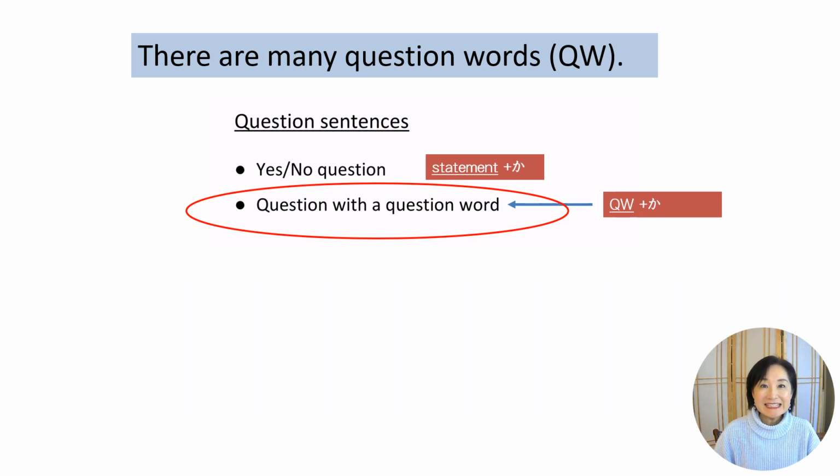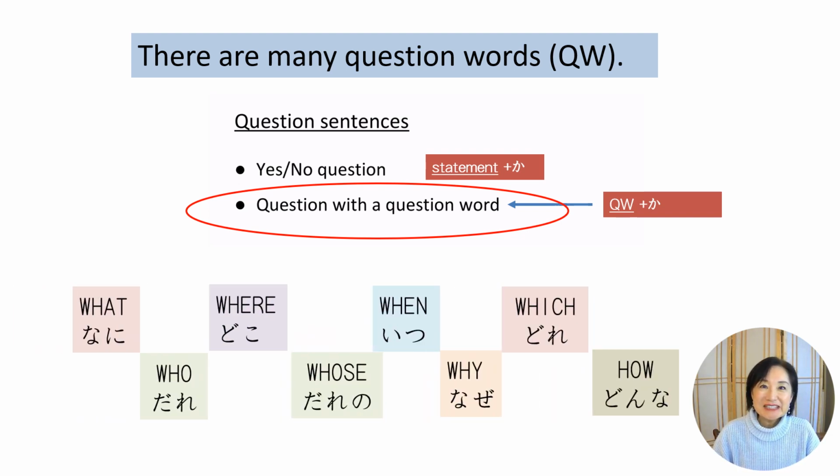And just like English, we have many question words in Japanese. Let me introduce them to you. Nani, what? Dare, who? Doko, where? Dare no, whose? Itsu, when? Naze, why? Dore, which? Donna, how? Now, today, we are going to focus on this question word, what, and then use it in a sentence.